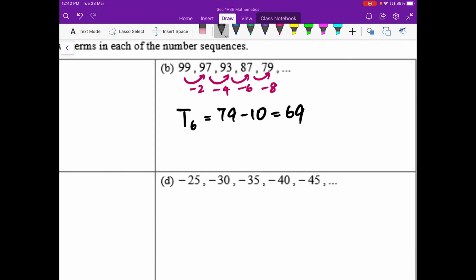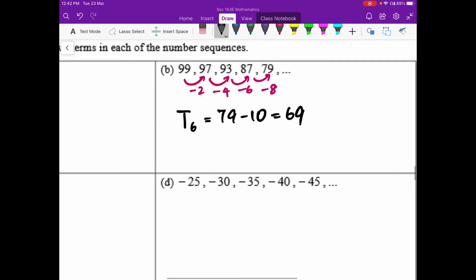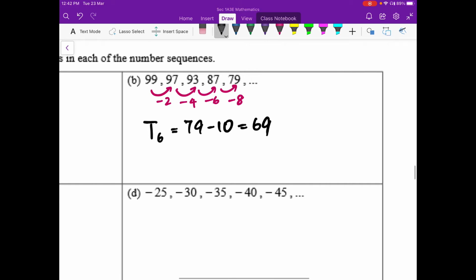What is the other method? Find the formula. What is the formula? Negative what? Negative what? Negative n square plus bracket n.